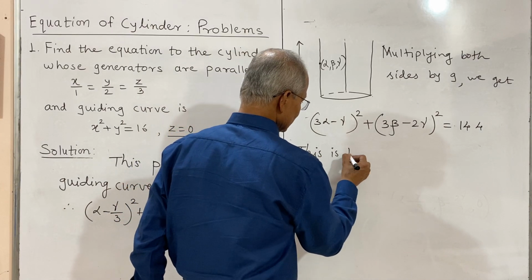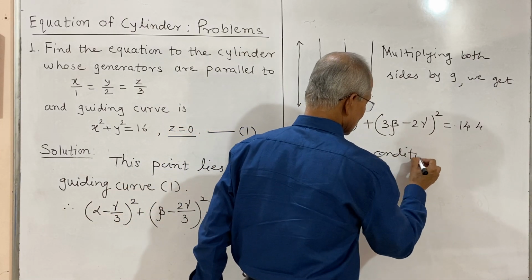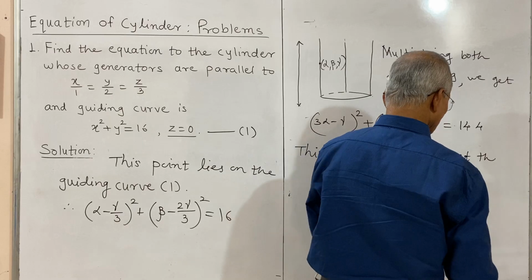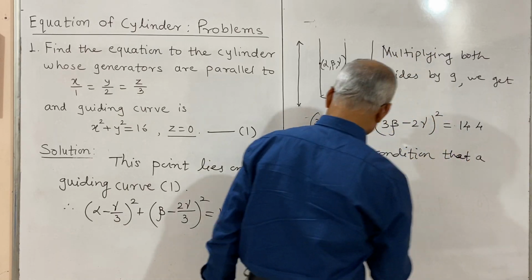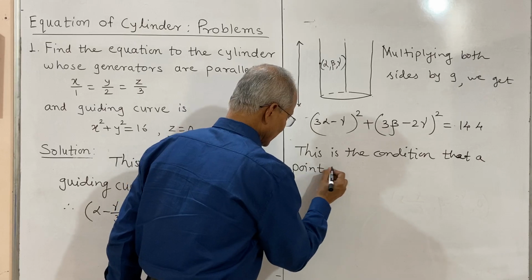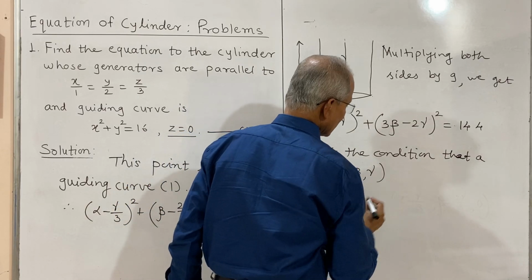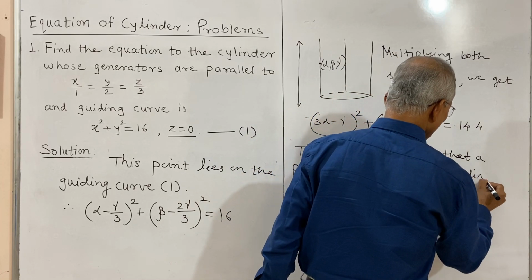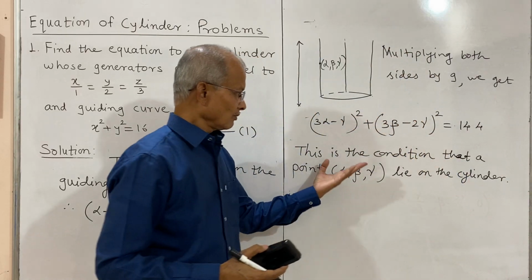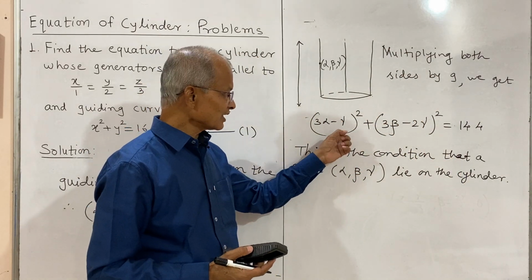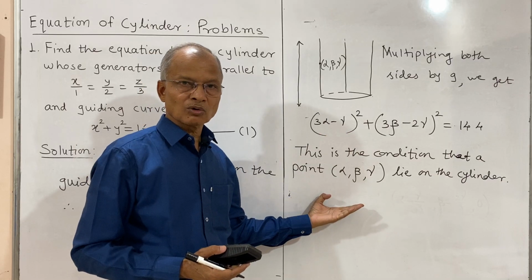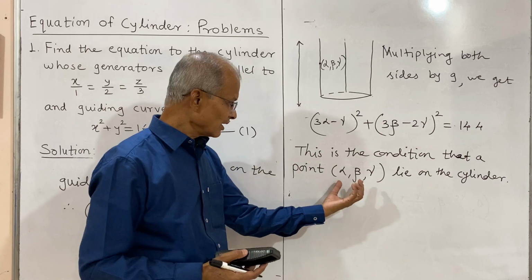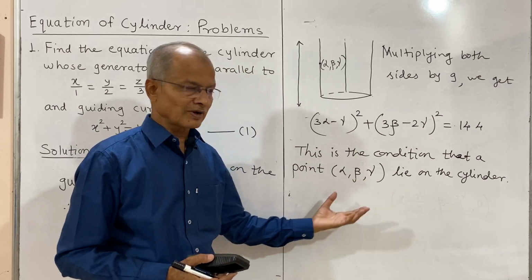So this is the condition that a point alpha, beta, gamma lie on the cylinder, and that means all those points which have coordinates alpha, beta, gamma must satisfy this equation, and this gives the locus of a point alpha, beta, gamma. To get the locus we replace alpha, beta, gamma by general coordinates x, y, z.